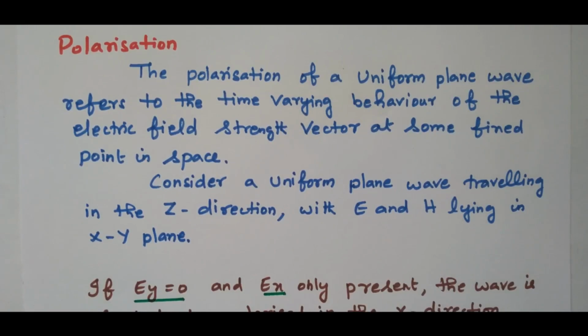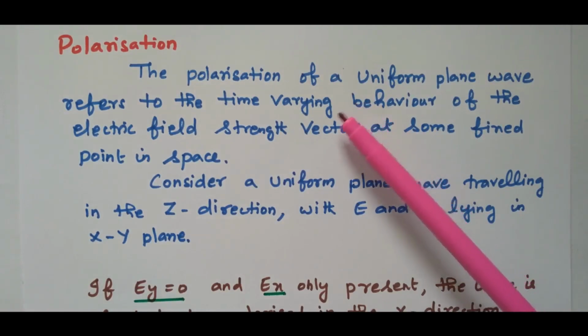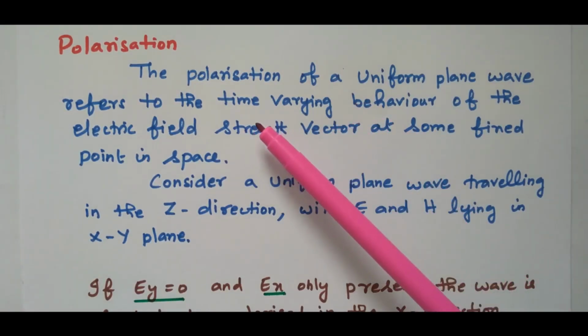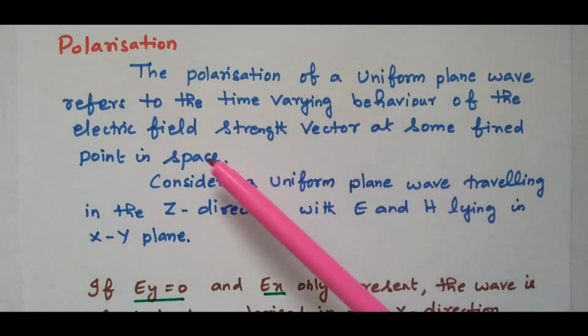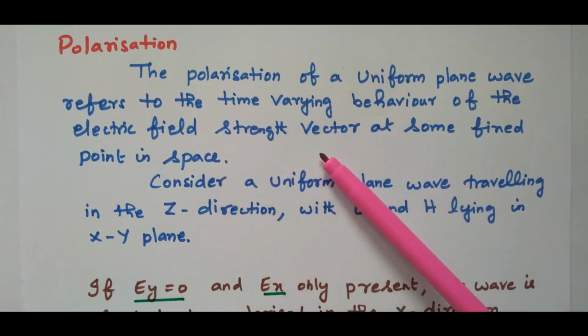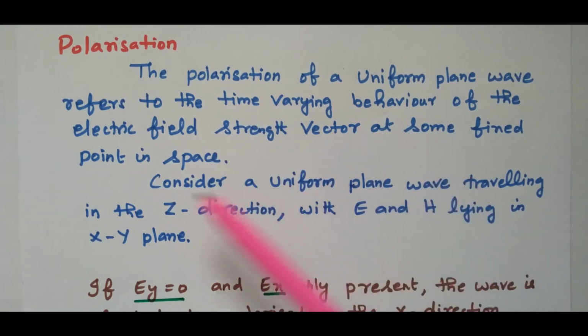Welcome viewers. In this video we'll see polarization. The polarization is of the uniform plane wave. The polarization of the uniform plane wave refers to the time varying behavior of the electric field strength vector at some fixed point in space. How the wave behaves with time, that is nothing but polarization.